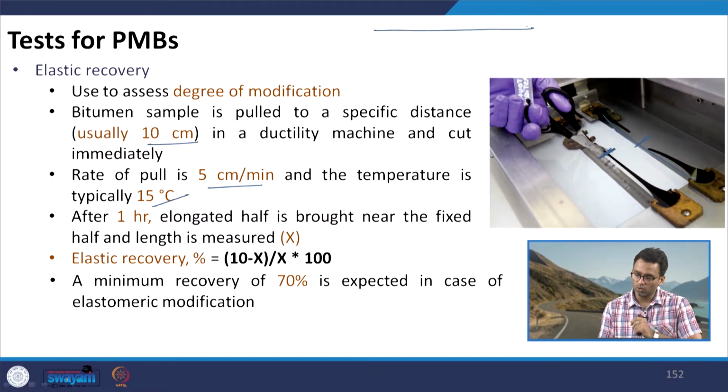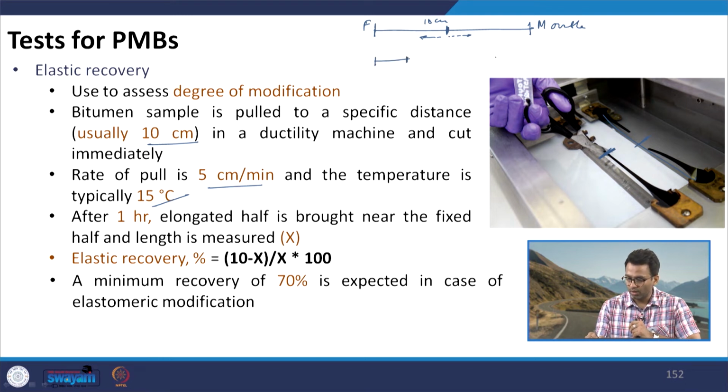So, just to explain you, let us say this is what we pulled to 10 centimeter. We have made a cut here, and let us say that this is the fixed end and this is the movable end. Alright. So, after we have made the cut, the sample will try to recover or will try to go back to its initial position. So, let us say that after 1 hour, this has come here and the sample from this side has come here.